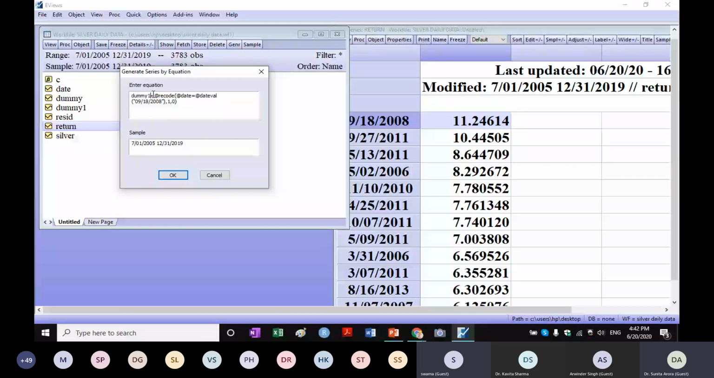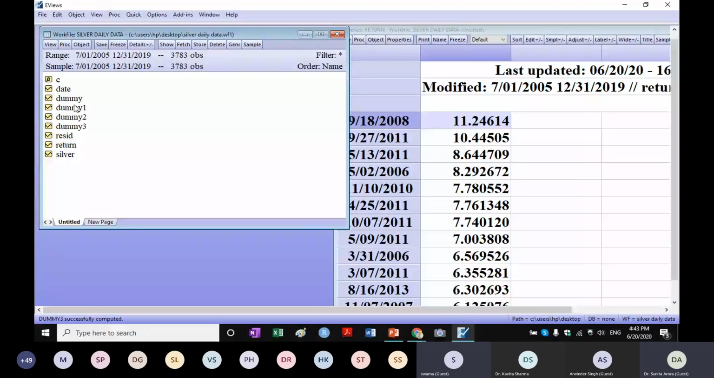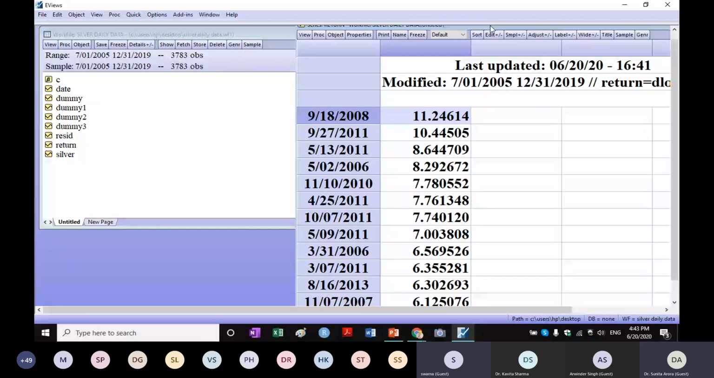We will be creating dummy 3? We have dummy 1, dummy 2. Yes, we have to create one more dummy. Generate dummy 3 for 27th September 2011. 27 September 2011. Now we have dummy 1, dummy 2 and dummy 3. Let's estimate the equation and see what happens.